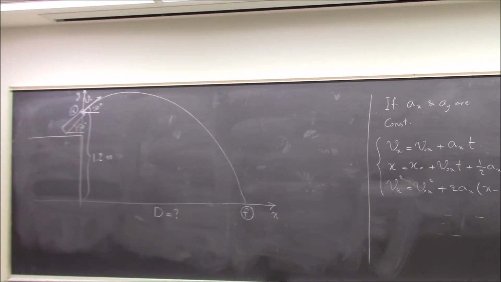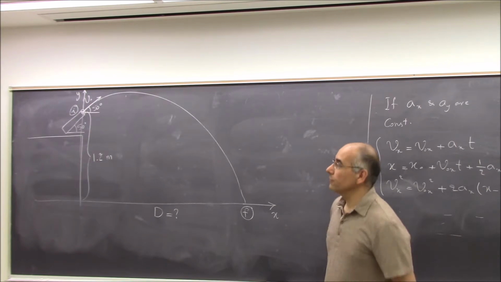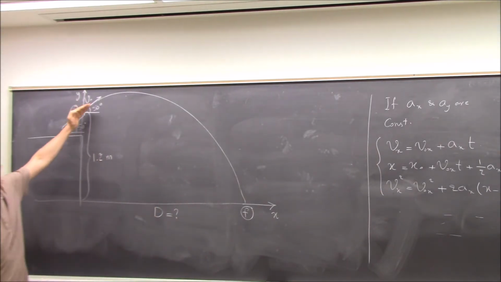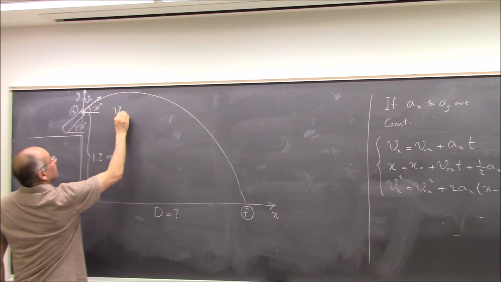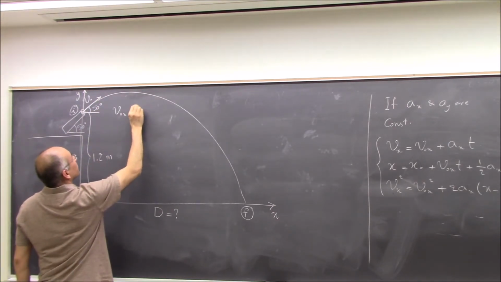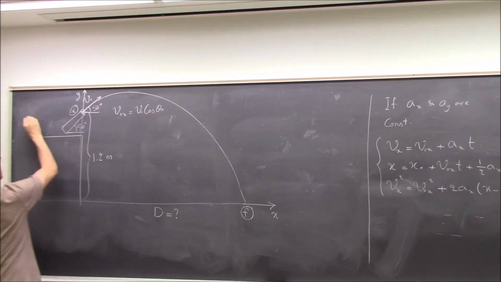Right? Now let's find everything that we know about the initial situation and final situation. We mentioned that the initial velocity in the x direction, v naught x, is v naught times cosine 50, right? Is v naught cosine theta naught. Theta naught is 50.